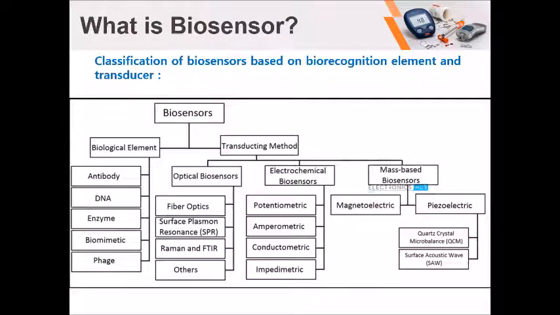Biosensor can be classified in two ways. It can be classified based on biorecognition element, and it can also be classified based on transducer. Biosensor based on transducer can further be classified in three ways, that is optical biosensor, electrochemical biosensor, and mass-based biosensors. But in this video we will talk about the electrochemical biosensor.